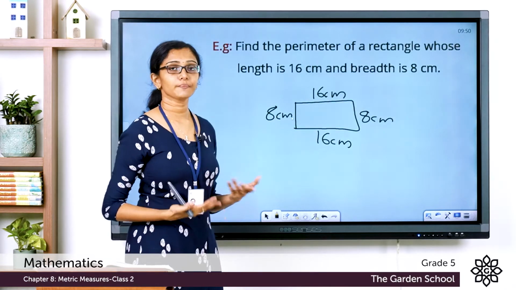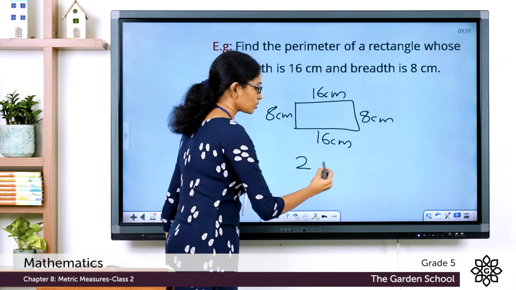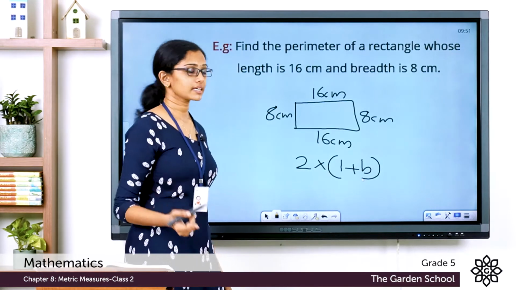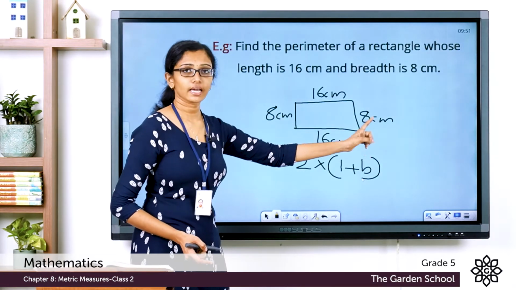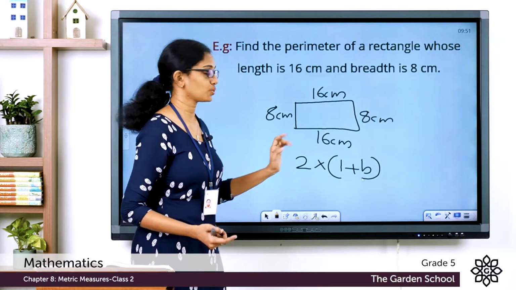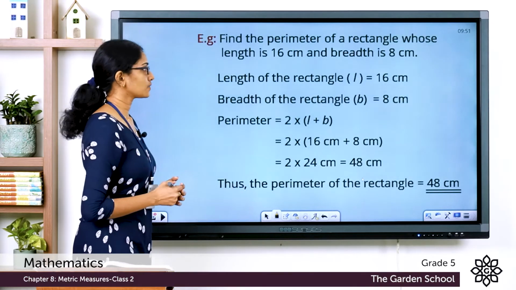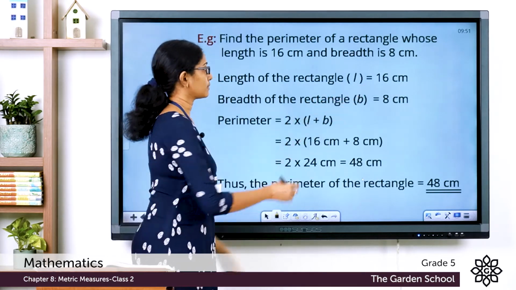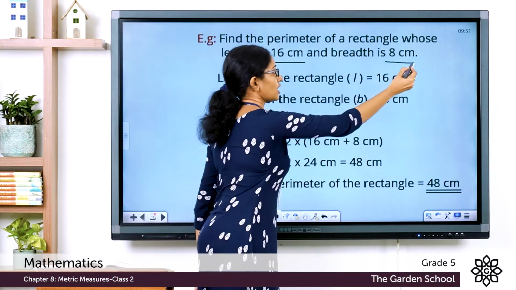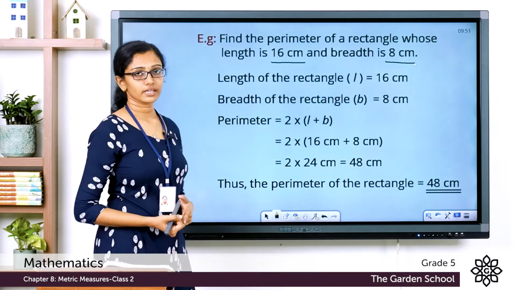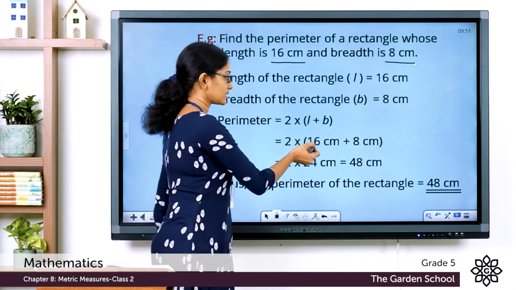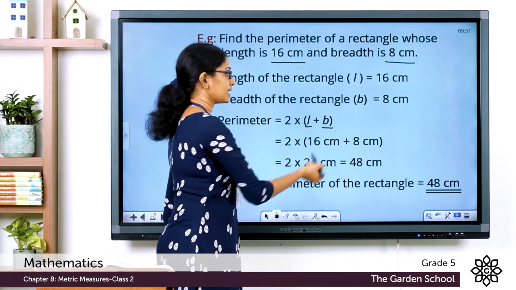Now, how do you find out the perimeter? The perimeter is equal to 2 times (length plus breadth). And what is the length here? 16. What is the breadth here? 8. So, the perimeter would be 16 plus 8 and that into 2. So, let's see the steps. Length of the rectangle is equal to 16 centimeter as given in the question. The breadth of the rectangle is equal to 8 centimeter. Now, the perimeter is equal to 2 into (L plus B), that is 2 into (16 centimeter, the length, plus 8 centimeter, the breadth).